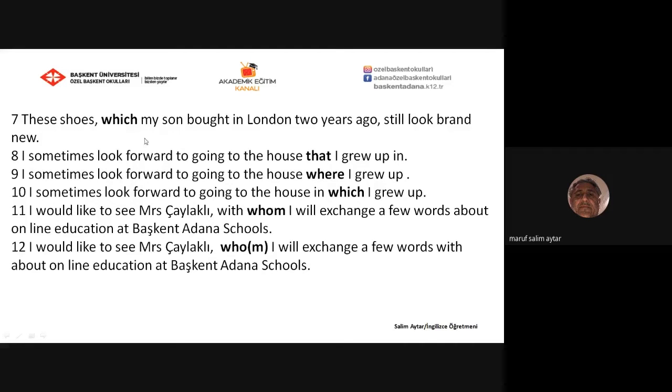These shoes, which my son bought in London 2 years ago, still look brand new. Only which is possible here. See the comma here. I sometimes look forward to going to the house that I grew up in, which I grew up in, okay? Or you don't have to use this either. I sometimes look forward to going to the house where I grew up. Okay, there is no preposition, mind you.